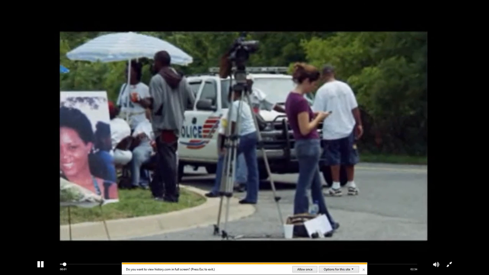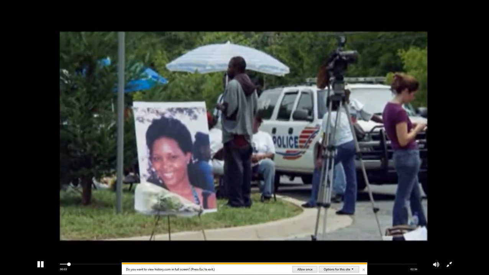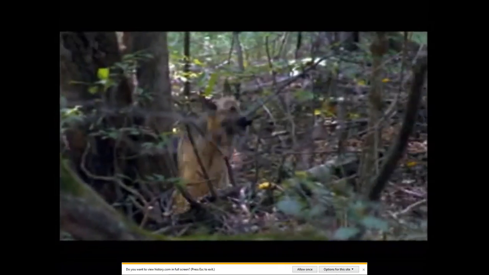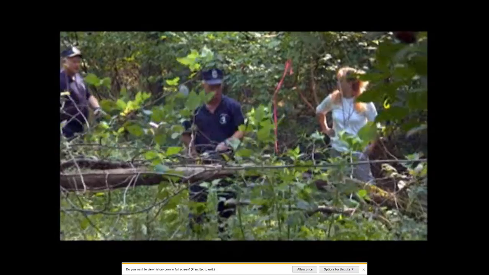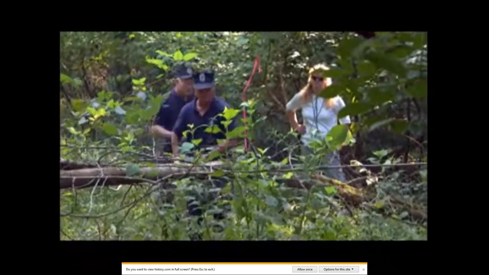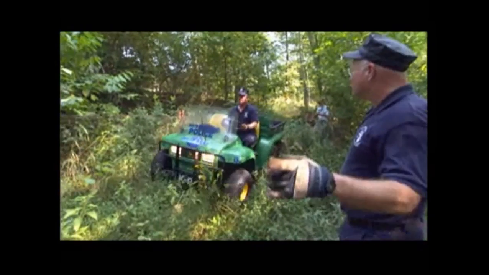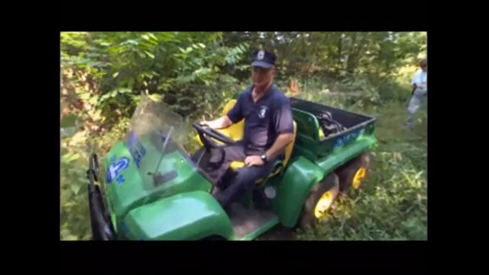Since 2000, police have searched the area several times. We employed dogs to help the canine search. We employed the FBI using ground-penetrating radar, some magnetic resonance in order to try and determine any anomalies in the ground that might show us where a burial site may be. And we came up empty-handed.